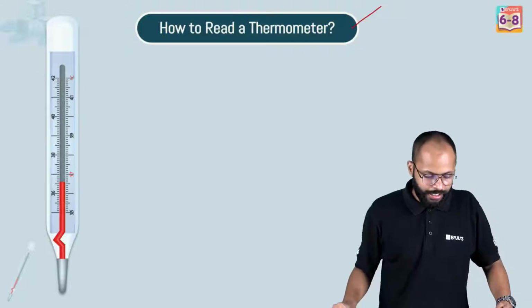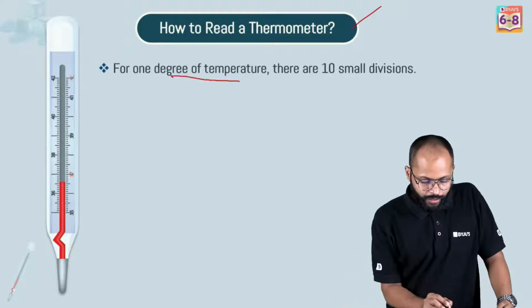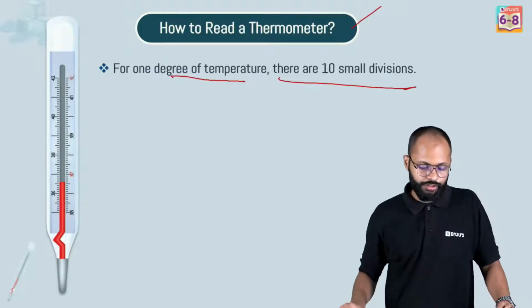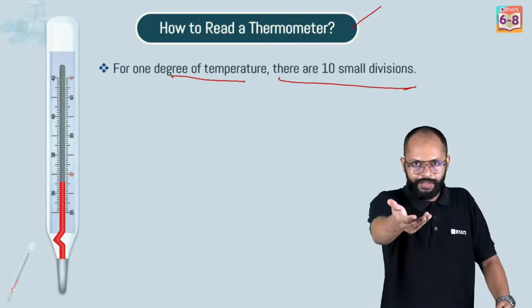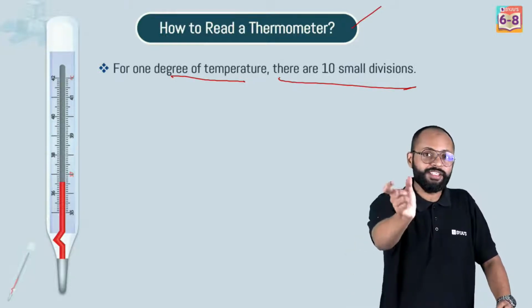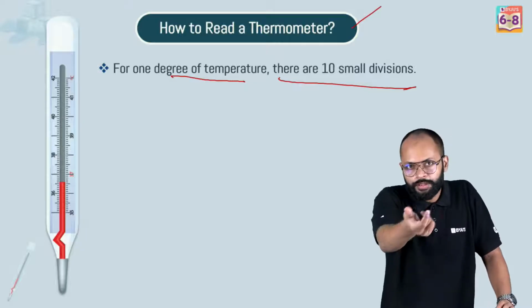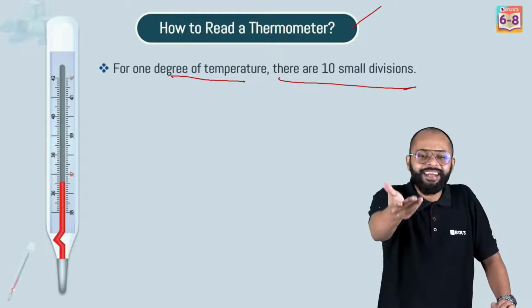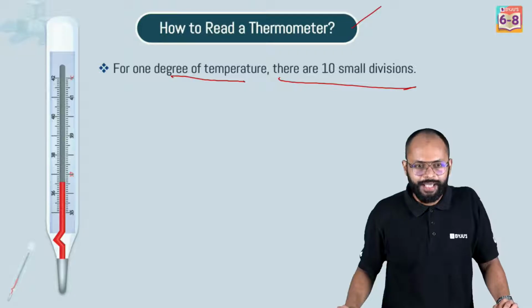Correct. Let's understand how to read a thermometer. For 1 degree of temperature, there are 10 small divisions. So all these things, maybe they are very common, but from an exam point of view, these become important, right? One segment, how many divisions does it have? 10 divisions, right? Yes, correct.